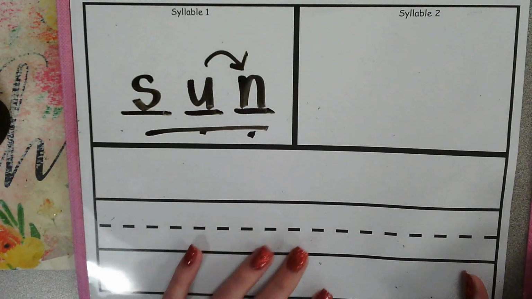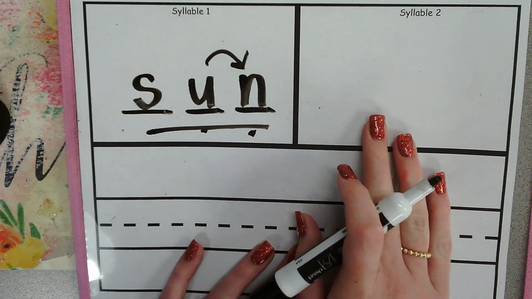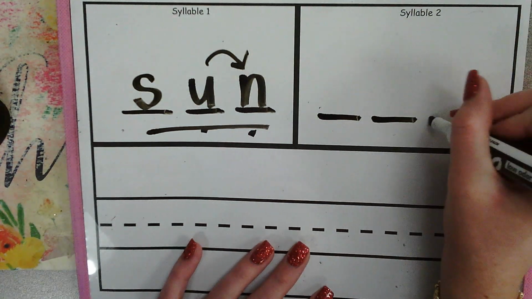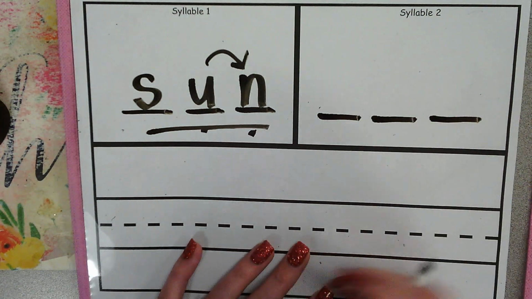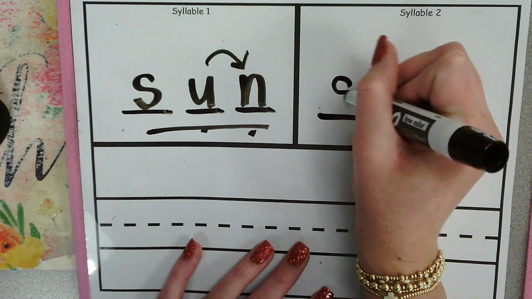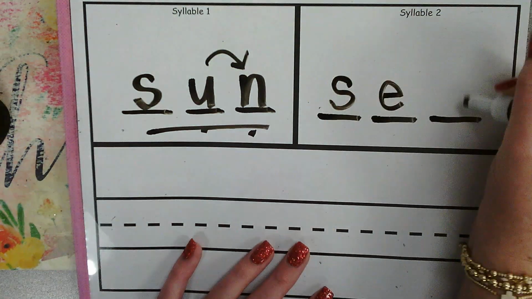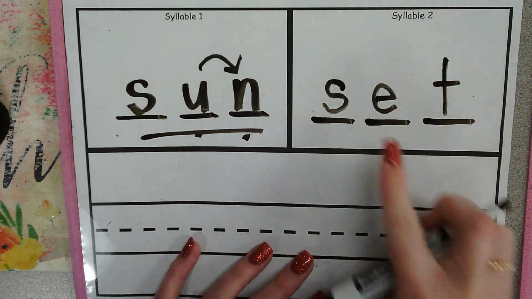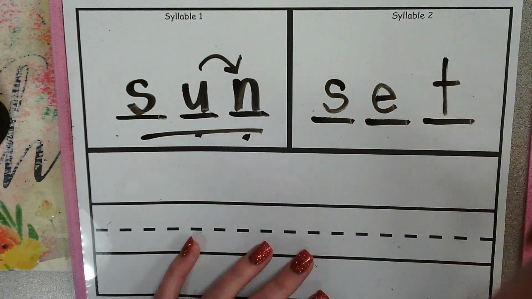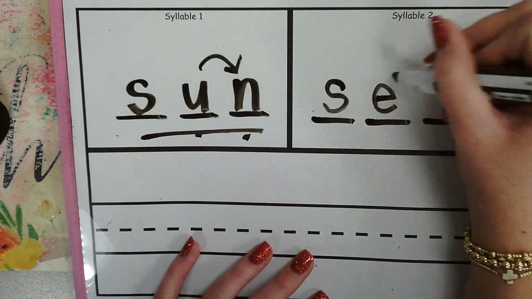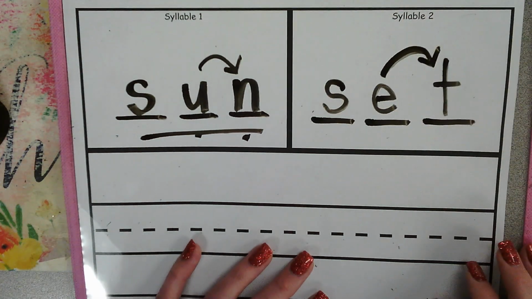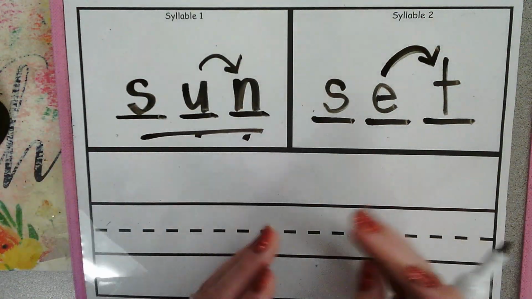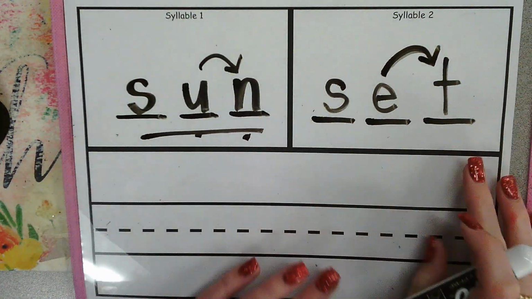And the second word part in sunset is set. So let's tap out the sounds we hear. S, e, t, set. We heard 3 sounds. Now I'm going to go back and write my letters. S, e, t, set. Okay? And the vowel in this word is the E. And the E has a consonant T after it, which means it is also closed, and its sound is short because it is closed in by that consonant.